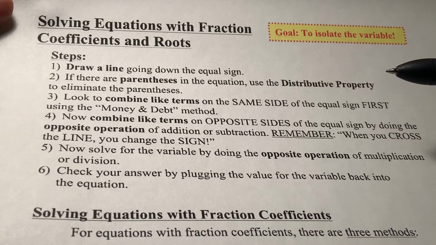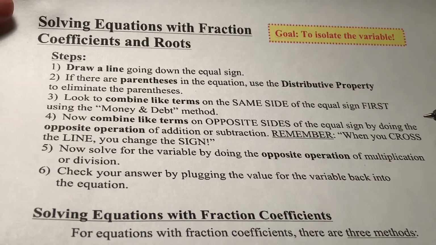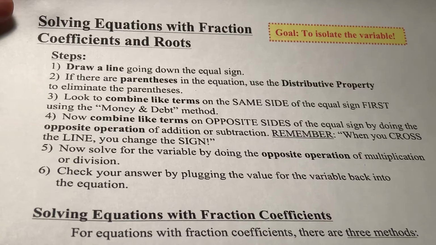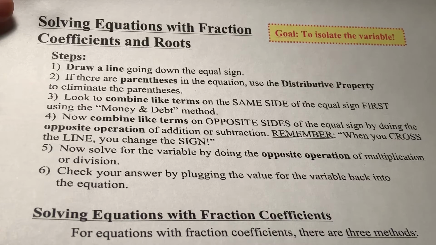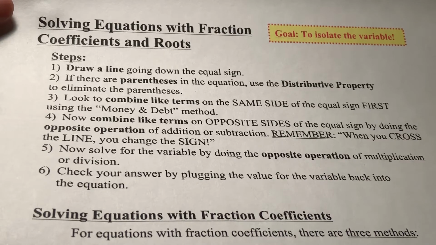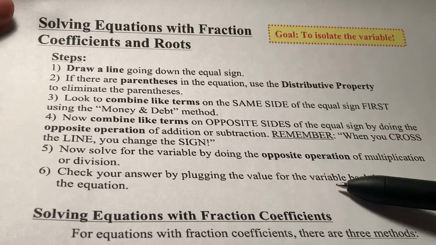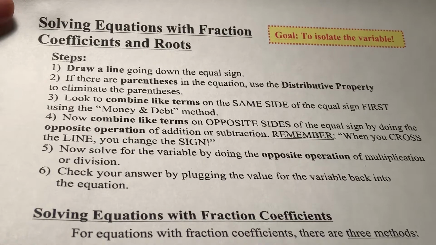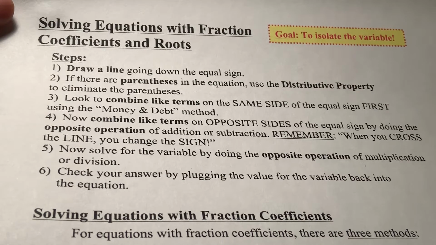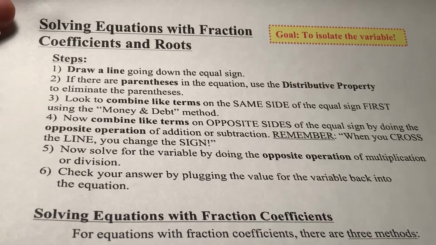Step 4, now combine like terms on opposite sides of the equal sign by doing the opposite operation of addition or subtraction. Remember, when you cross the line, you change the sign. Step 5, now solve for the variable by doing the opposite operation of multiplication or division. And then finally, step 6, which is optional, check your answer by plugging the value for the variable back into the equation. Okay, so notice our steps for solving linear equations have not changed. They are the same. So what makes working with fraction coefficients and roots different? Let's take a look at that.